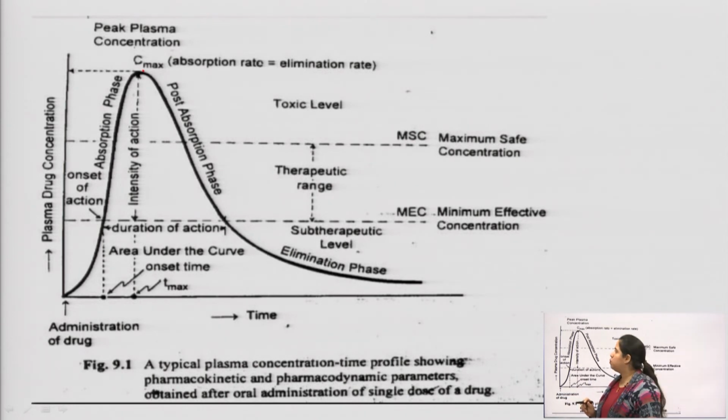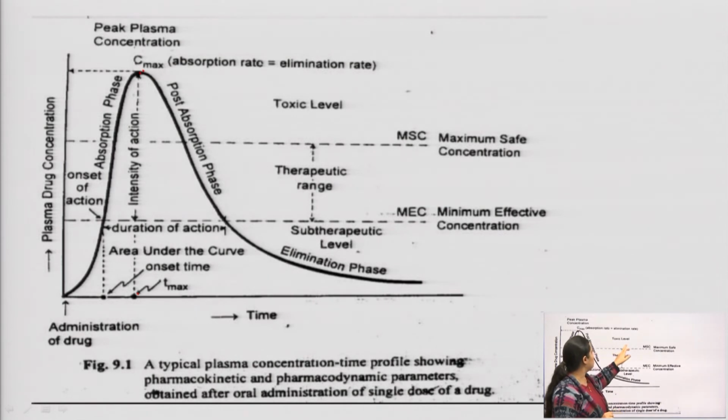Now, the time at which maximum concentration is reached is called T max, and the peak plasma concentration is generally called C max. This point is generally known as the plateau phase, where the absorption rate is equal to the elimination rate, and this downfall is your post absorption phase, where the rate of absorption is lesser than the elimination. In this phase, the elimination of drug will be higher as compared to drug absorbed.